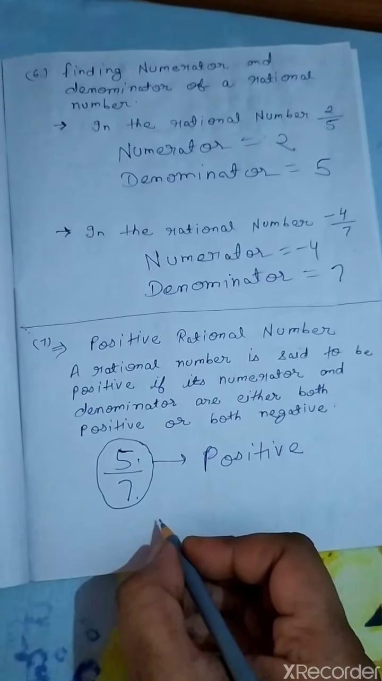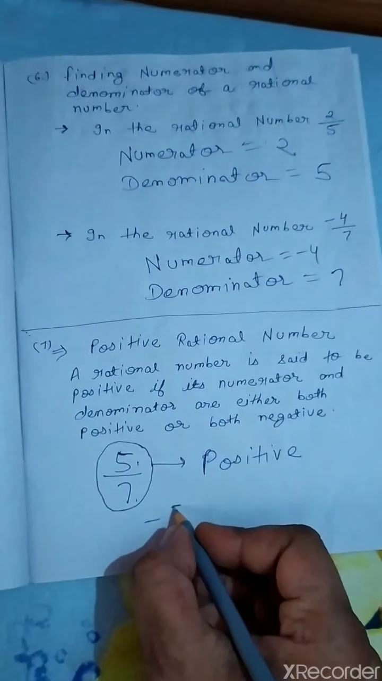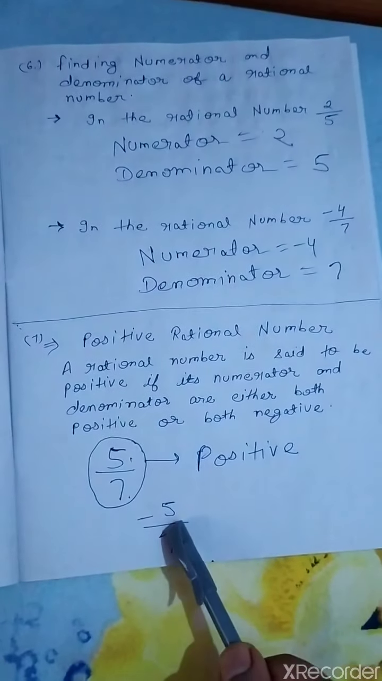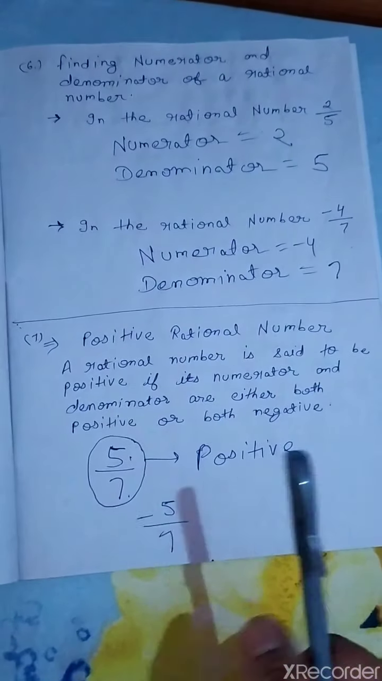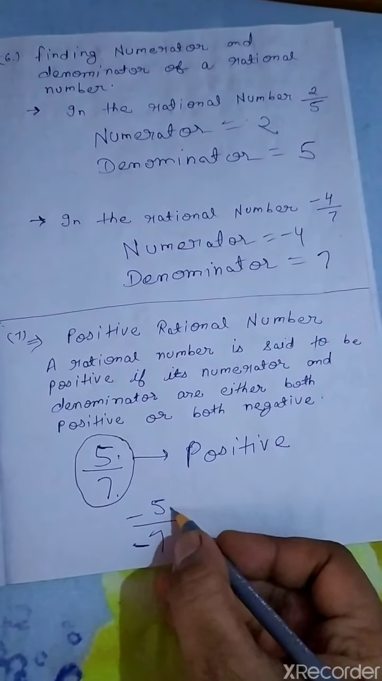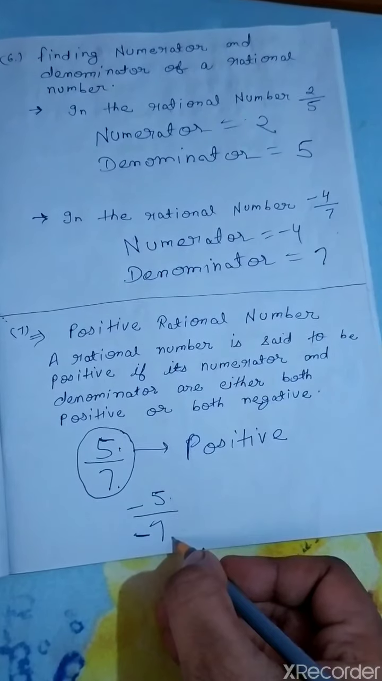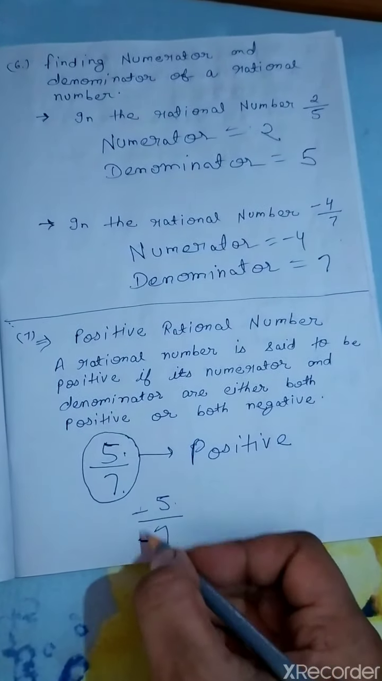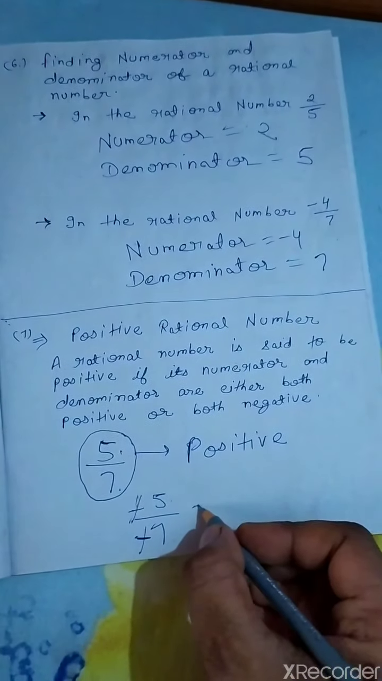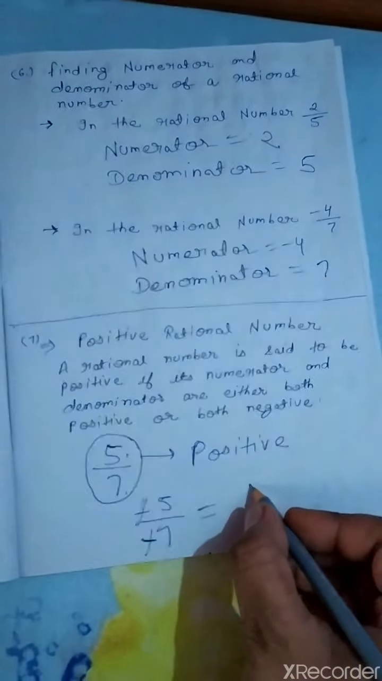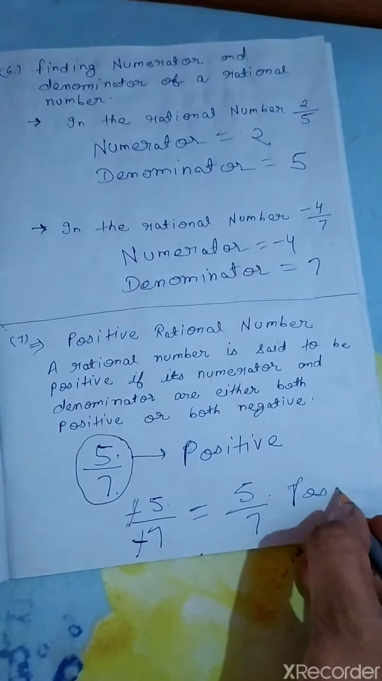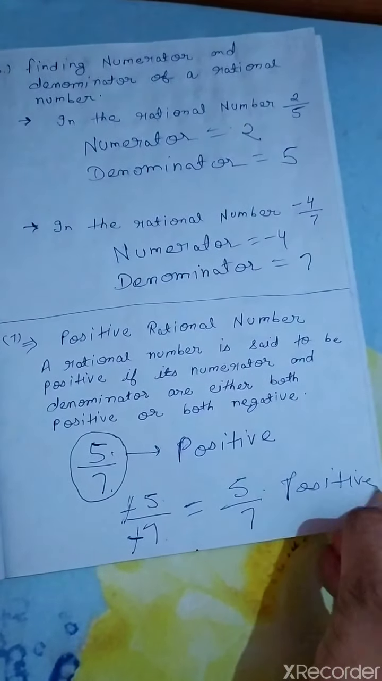Positive rational number. But if you write the number like this, minus 5 by 7, you can see any one is negative only. Then that is negative. But if you see that the denominator is also negative, minus 5 by minus 7, then in that case these two minuses will cancel each other. The result will be only 5 by 7. That is a positive number. That is a positive rational number.